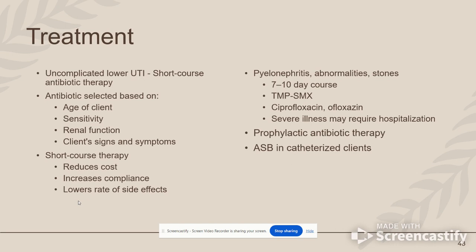So some treatment options for these patients: again, for an uncomplicated lower UTI, a short course of antibiotic therapy is typically all that is needed. Antibiotic selection is based on age of client, sensitivity, renal function, and their signs and symptoms. Short course therapy is pretty cheap, increases compliance because it's only for 7 to 10 days, and lowers the rate of side effects for patients. If it is pyelonephritis, so it's in the kidneys, or there's some abnormality, or kidney stones, it's usually a 7 to 10 day course.